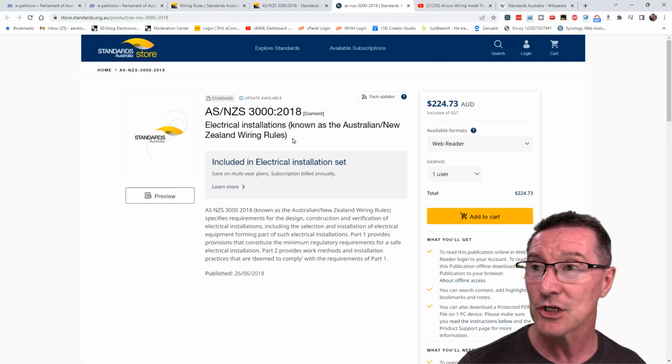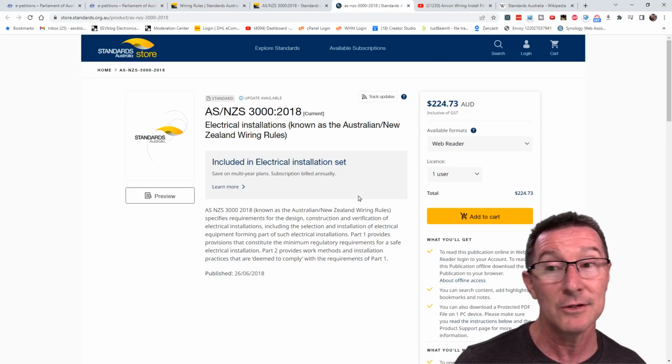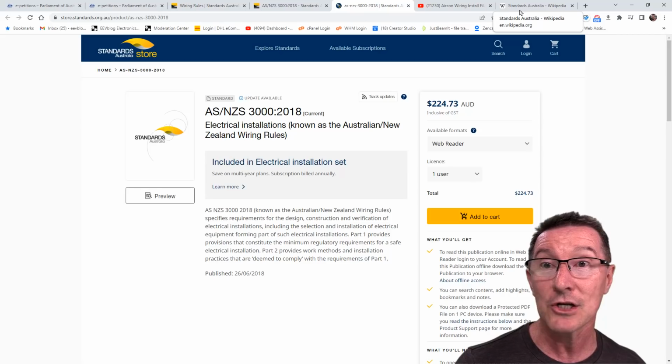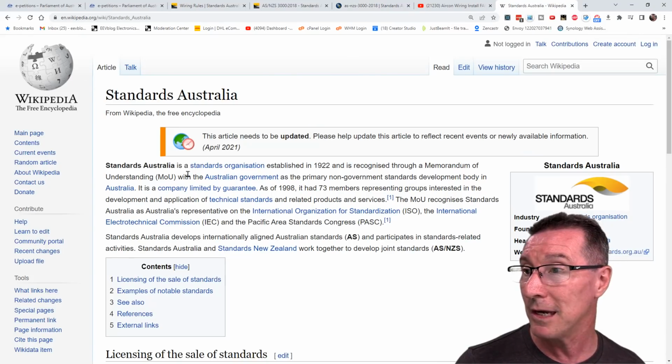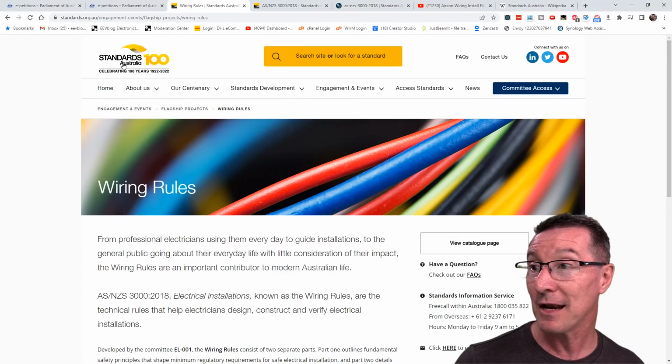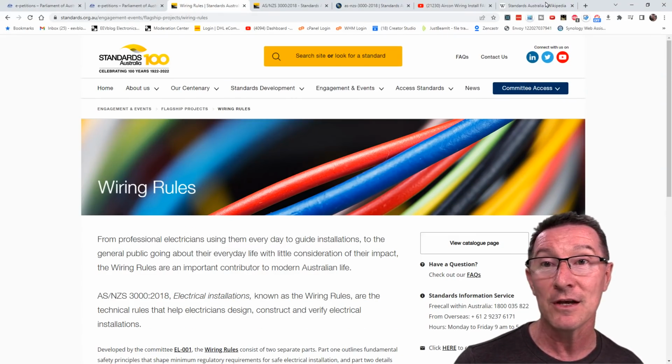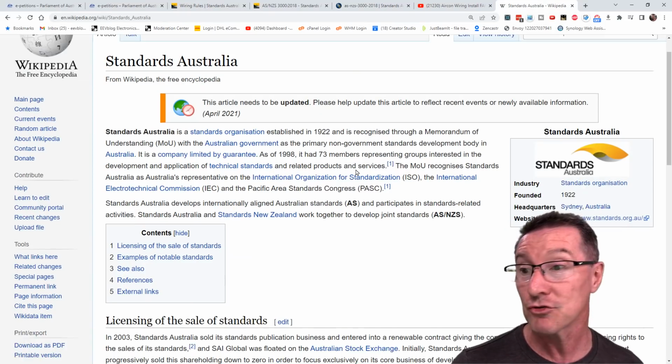As I said, as you go down the rabbit hole, it's just nuts. So now let's actually read. There's a Wikipedia page for Standards Australia. Who is Standards Australia that actually run this? They have been going for 100 years. Okay, I didn't know the history here, but here you go.